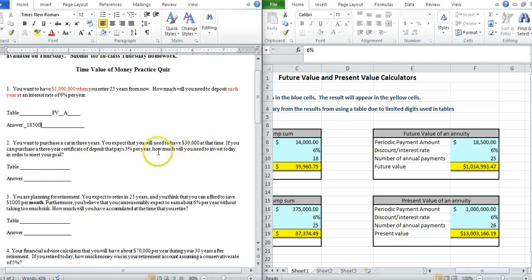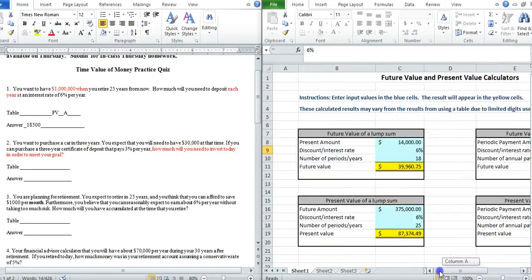Next problem. Car in 3 years, you expect you will need to have $30,000. How much will you need to invest today? Well, I know today is present value, so I'm going to go back here to present value and go to the money, and I need $30,000. It doesn't say I need it each year, so it's a one time. So I know my table is going to be present value of a lump sum.